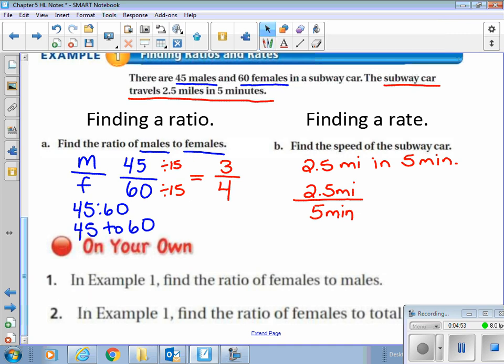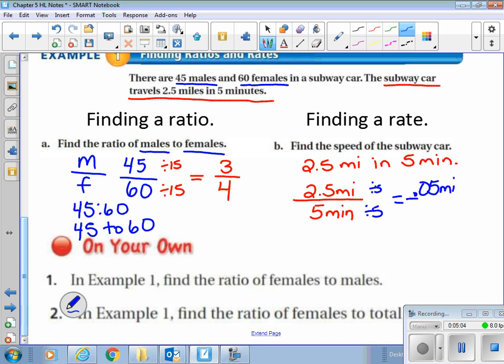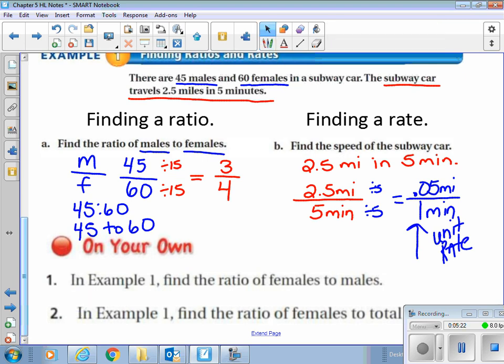Both 2 5/10 and 5 are divisible by 5. And if we divide by 5, we end up with 5/100 miles to 1 minute. And notice, since I have a 1 down here, this would actually be considered a unit rate, because we just converted that rate to now have a denominator of 1, and anytime you have a rate with a denominator of 1, it is known as a unit rate.